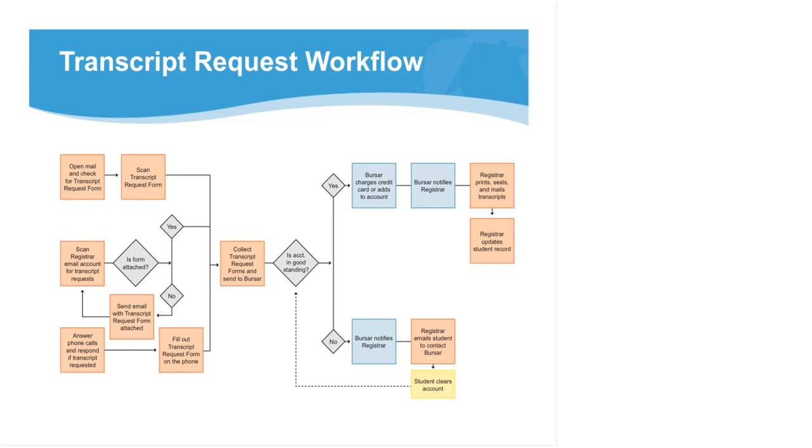So at the end of that day, they send this batch on to the bursar's office in the gray there, and the bursar's office has to check if the account is in good standing or not. If no, they send it back to the registrar's office to notify the student. They've got to contact the bursar and clear out their account. If it's yes, it goes down another path, and the bursar applies the charge and then notifies the registrar. And so the next day, the registrar gets the list back, and they print the transcripts, seal them up, put them in envelopes, and put the official stamp on the back and mail them out to students.